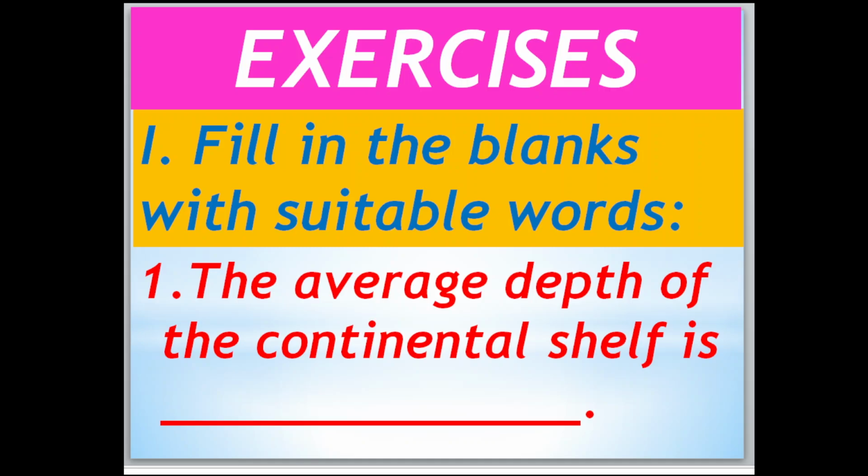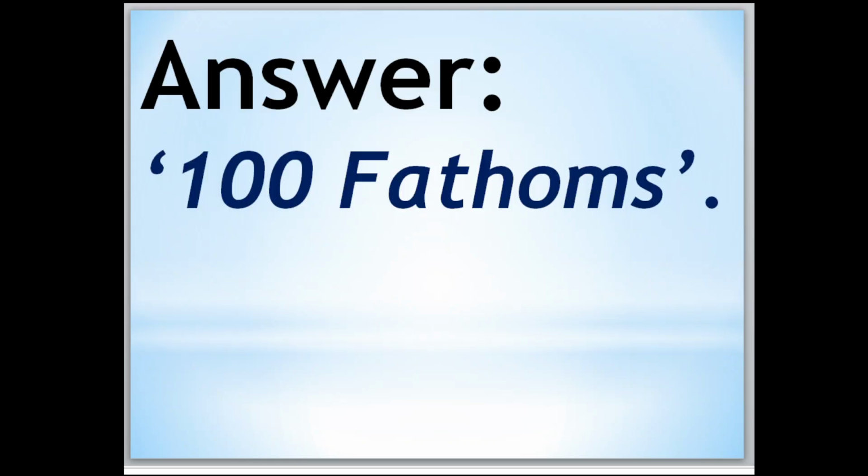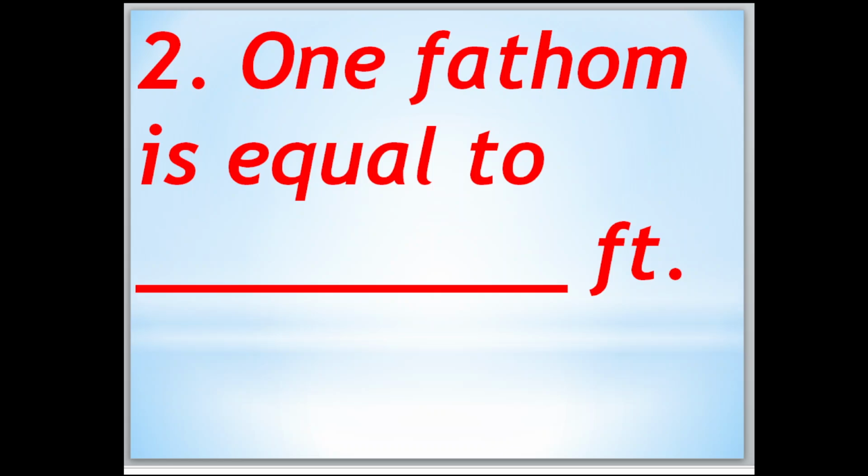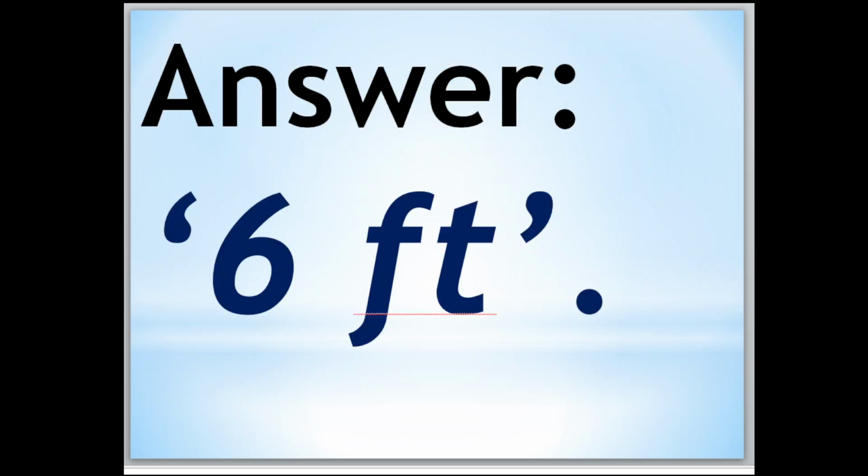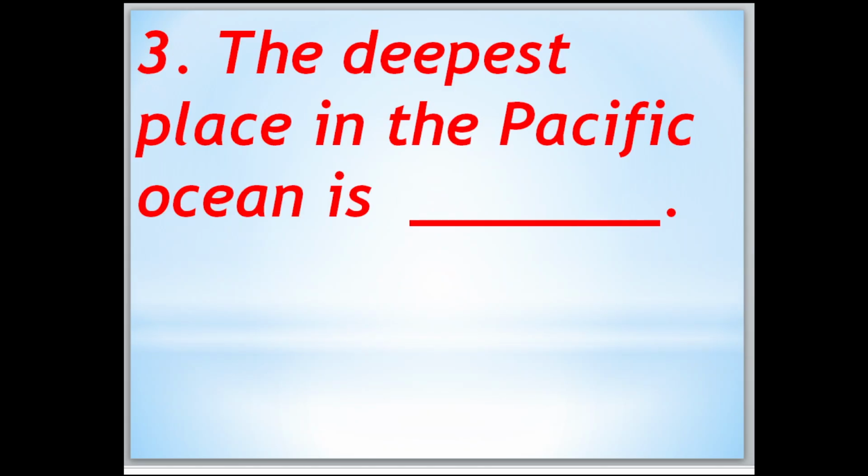Exercises, first main: fill in the blanks with suitable words. The average depth of continental shelf is dash. So the answer is 100 fathoms. Now move to the next. 1 fathom is equal to dash feet. 6 feet. Now move to the next.